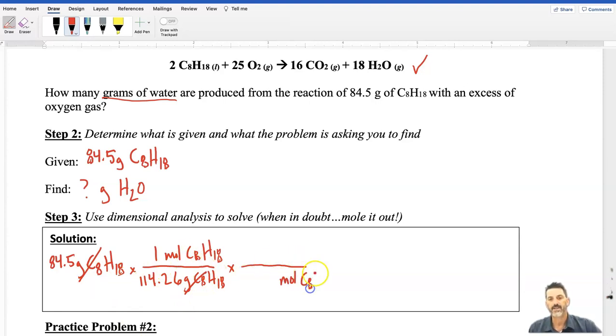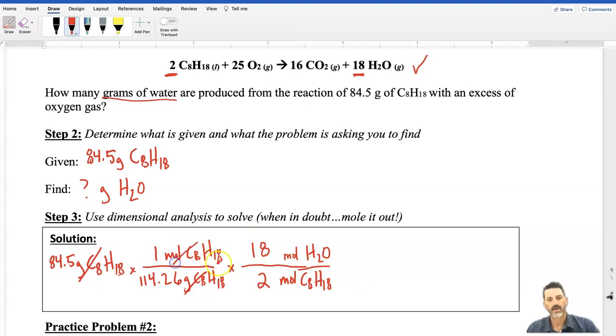I can do the exact same thing on the next step. I can just put moles of C8H18 on the bottom because I know I want to cancel that out. Now here's where we're going to use the balanced equation. I want to use this mole ratio. And again, I want to get to water, so I'm going to put moles of water on the top. Now I'm going to go to my balanced equation. So C8H18, it says coefficient of 2, so that means 2 moles of C8H18 will make 18 moles of water, according to my balanced equation.